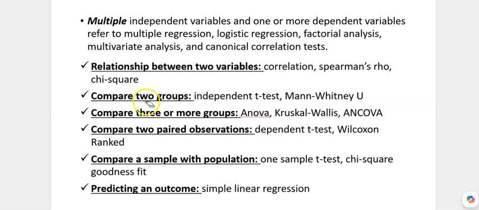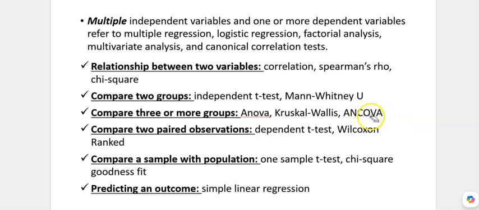So if you don't have two groups, if you have more than two groups and one independent variable, then you can choose the ANOVA, that is a parametric test, and the Kruskal-Wallis, that is a non-parametric test, a different version of the ANOVA. And the ANCOVA is a bit different because you have a covariate, a variable that is continuous.